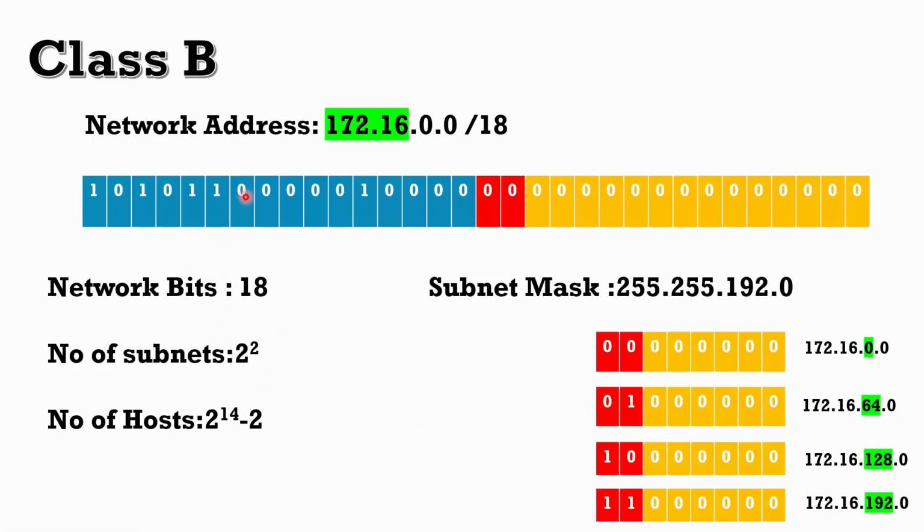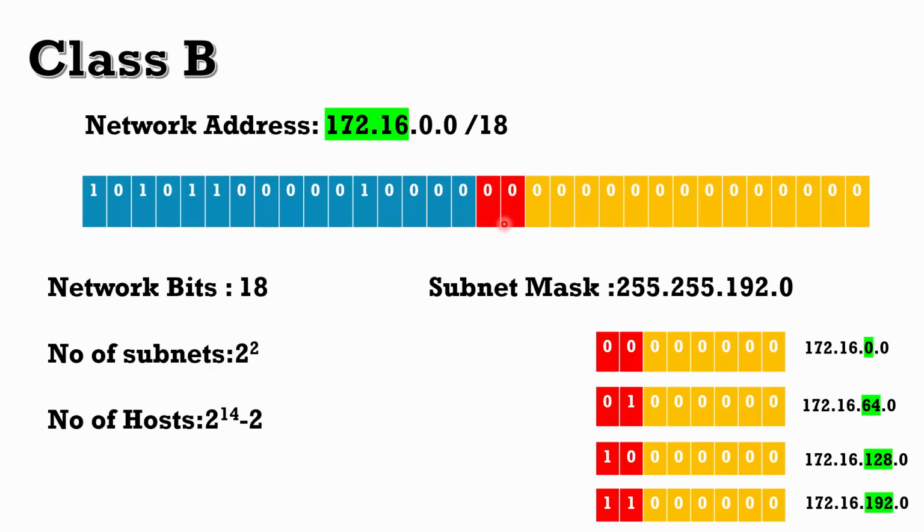In the second example for class B, I have the network address 172.16.0.0 and the network mask is /18. That means I have 18 bits for the network side and 14 bits for the host side. And here I have taken 2 bits to make subnets.